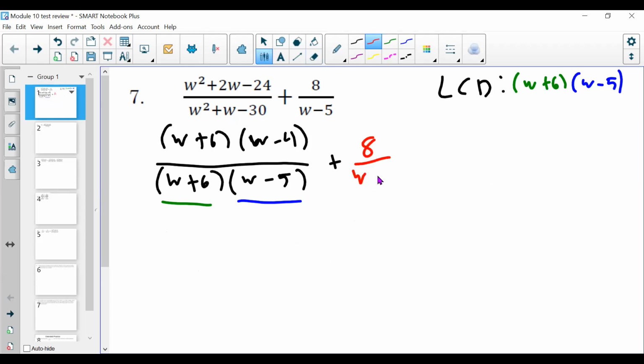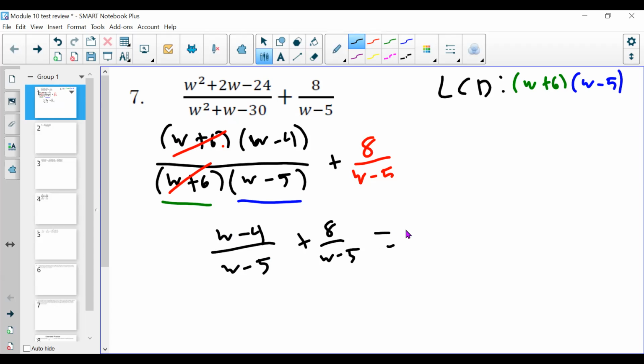Eight over W minus 5. Like Krishna said, I'm not sure why I didn't see that. That should be the second step. Cancel these out, and I'm left with W minus 4 over W minus 5 plus 8 over W minus 5. Add like terms together since they have the same denominator. We have W plus 4 on the top over W minus 5. That's going to be your answer.